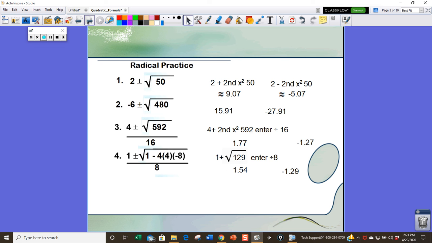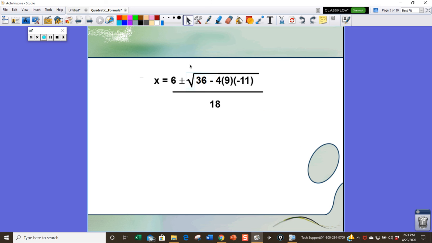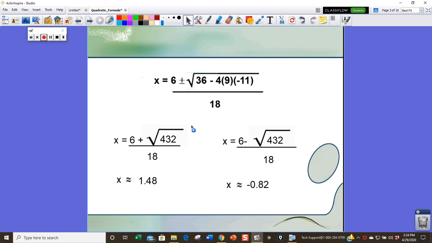Now I want you to pause the video and try to do the entire process on your own. Okay, so there's the problem that I want you to do. Okay, you did it correctly. This is what you should have gotten. First of all, you do the inside, then you do the outside, and then you round. These are all irrational answers, which is why you have to round them.